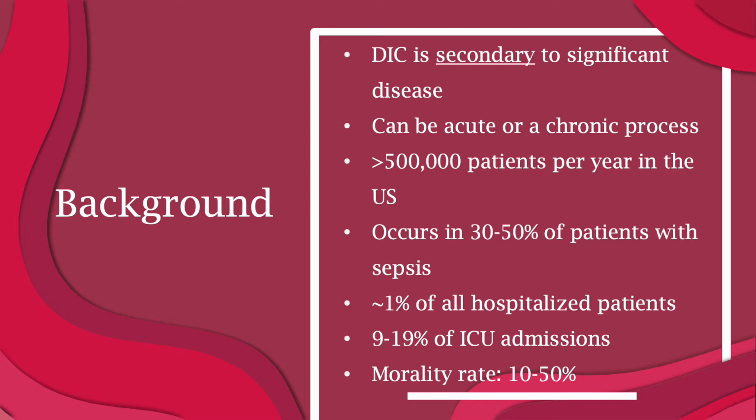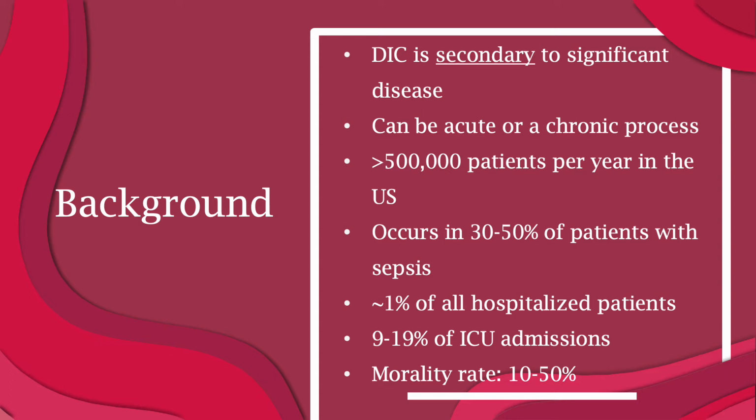Here's the background of DIC. DIC is secondary to significant disease, meaning that you cannot just develop DIC on its own. DIC can be acute, which is known as uncompensated, or chronic, which is known as compensated. There are less than 500,000 patients per year in the United States, but remember, since there are about 328 million people in the United States, that's not such a large number.